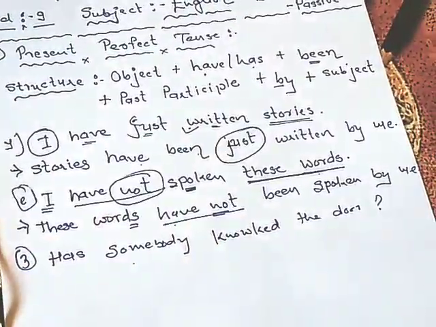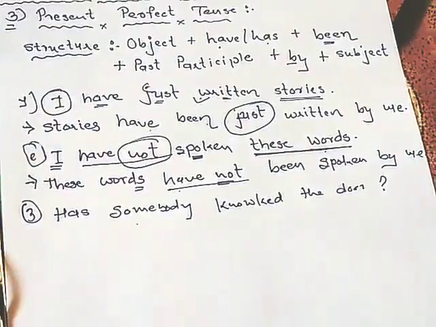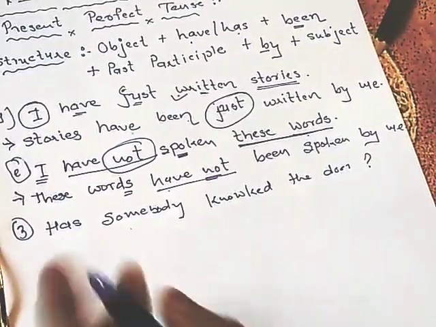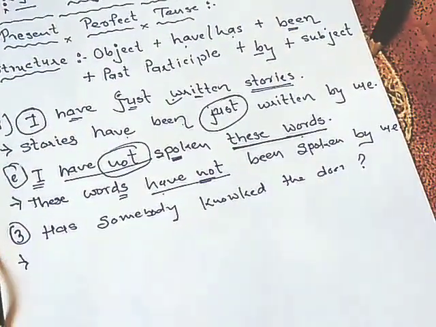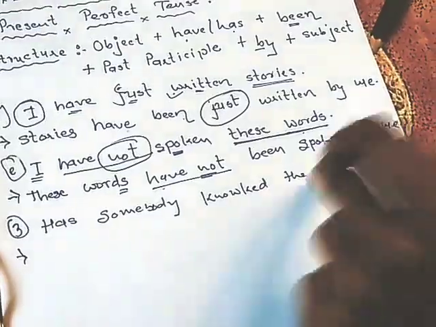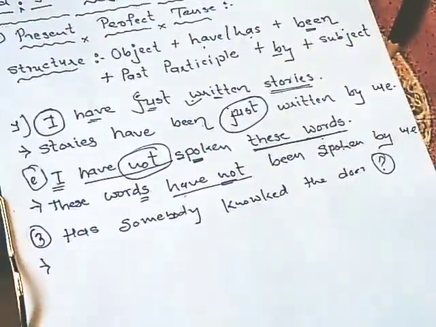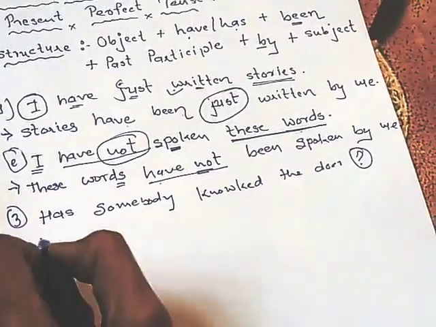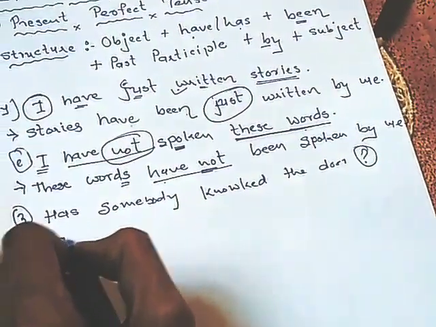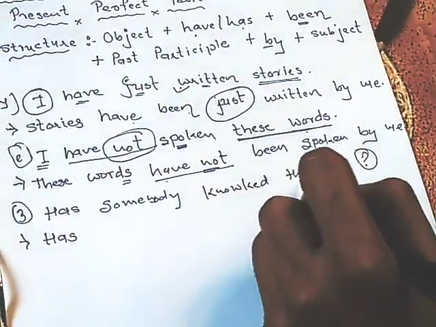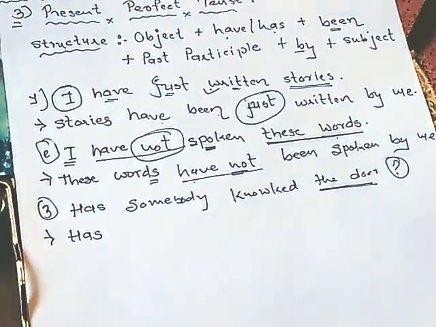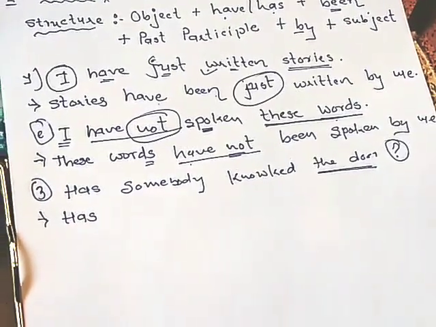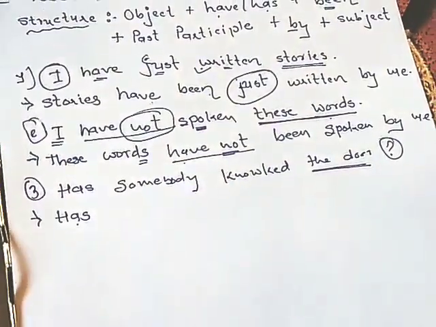Has somebody knocked the door? So here what we have to do, suppose this kind of question is given to you, in the very beginning you cannot put the object. Why? Because this is an interrogative sentence. So what you have to put is "has", regarding the object. If your object is given in singular you have to put "has", and if your object is given in the plural you have to put "have".